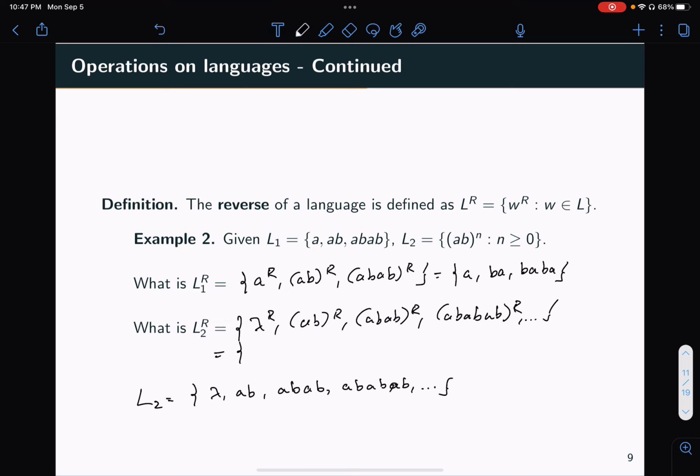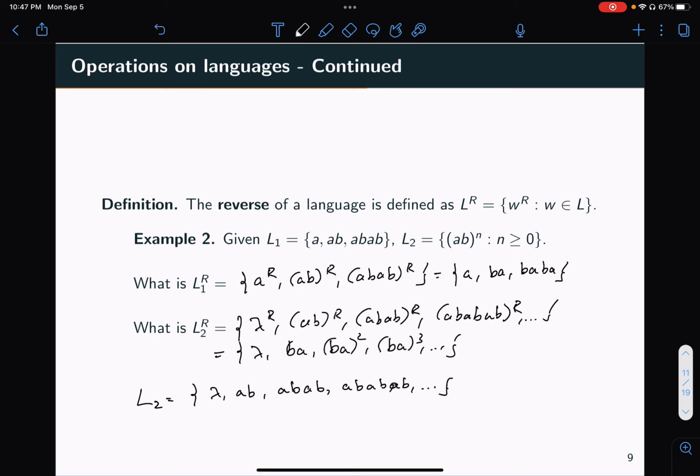And what is that going to look like? Well, the reverse of lambda is lambda. The reverse of AB is BA. The reverse of AB square is BA square. Right now I'm going to write it compactly. The reverse of AB cube is BA cube, and so on, right?